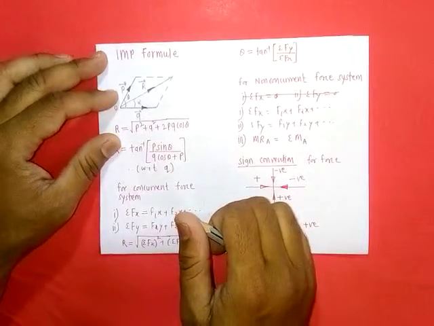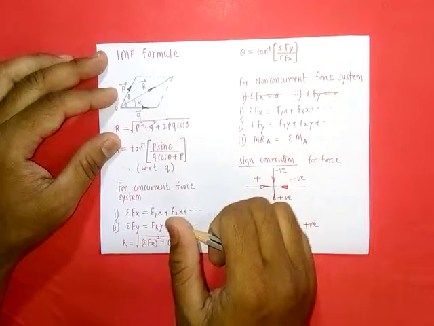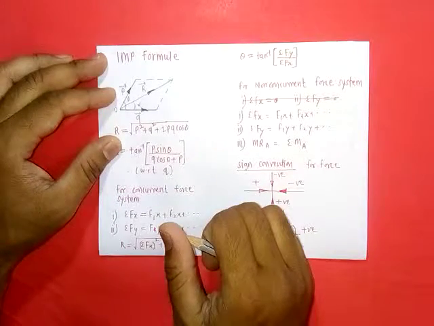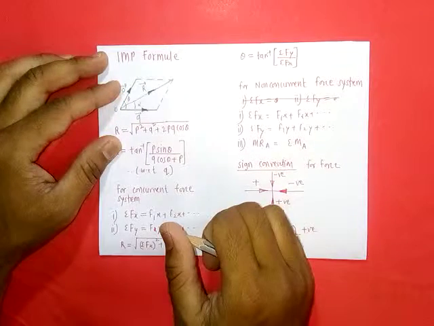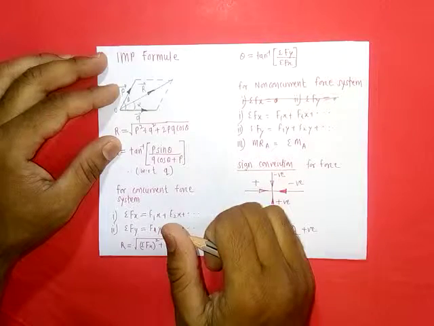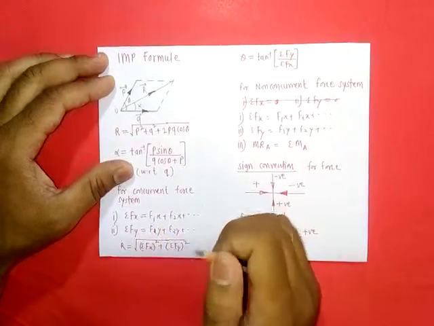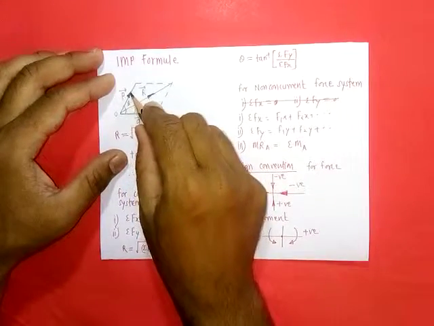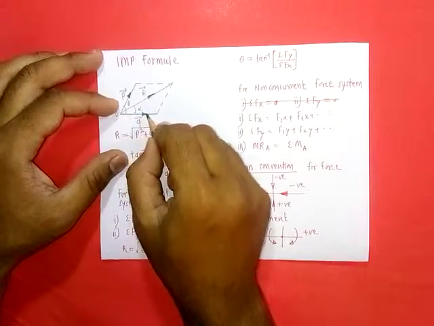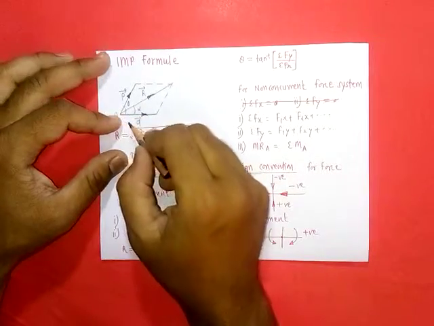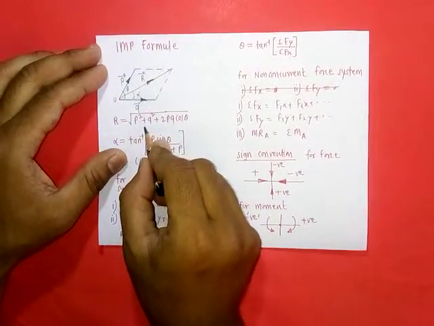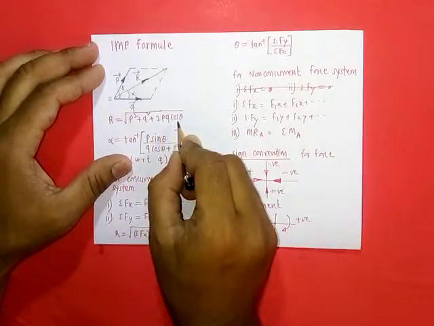This is the analytical method for finding the resultant of two vectors, that is the parallelogram law of forces. This law states that if two forces are represented by sides of a parallelogram, then the diagonal of the parallelogram represents its resultant. Here remember that both these forces have the same nature, that is either they are moving outward from a point or towards a point. According to this, the resultant is equal to the square root of P square plus Q square plus 2PQ cos theta.